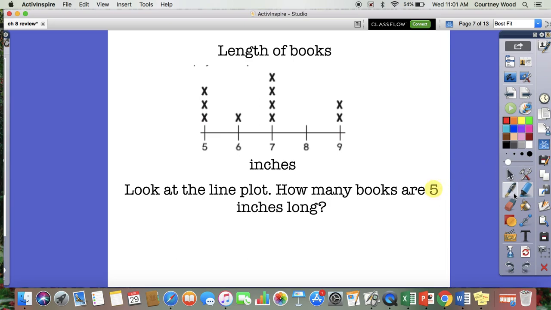Look at the line plot. How many books are 5 inches long? Look at my 5. Count my X's. How many books were 5 inches long? 3.